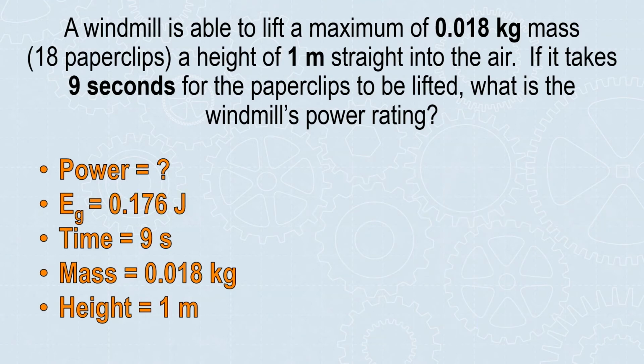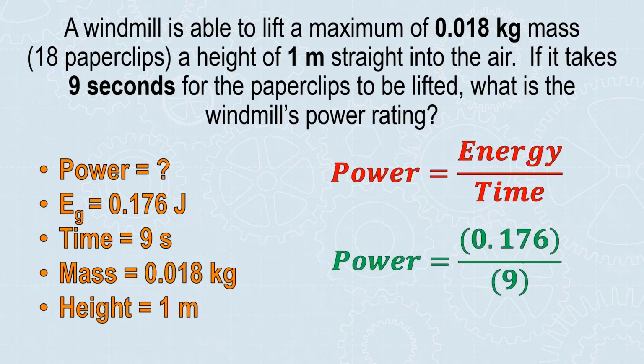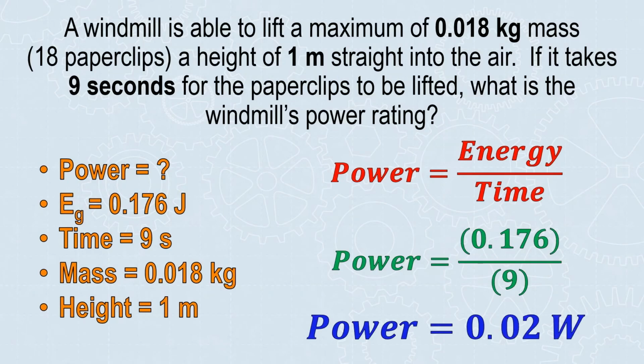Once you have the energy, you can find the power. We know that power is energy divided by time. In this case, any type of energy. We have gravitational potential energy. I'm going to plug in my energy. I'm going to plug in my time. A quick calculation gives me a power rating of 0.02 watts.